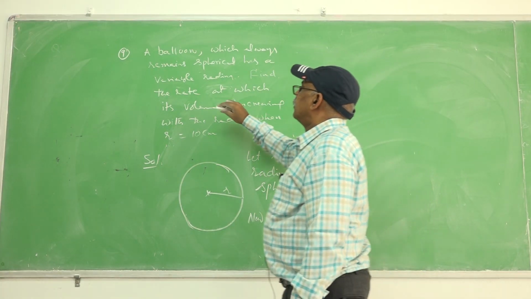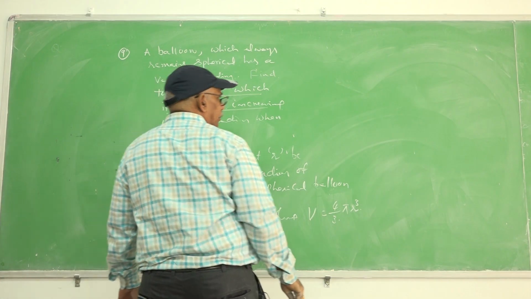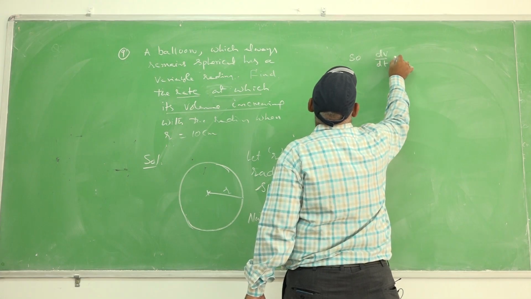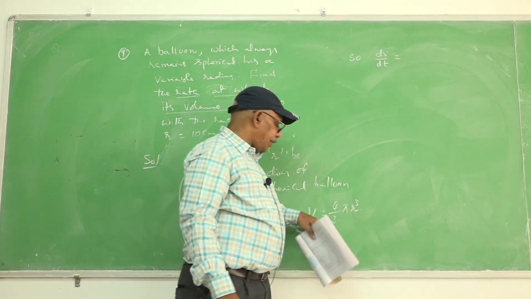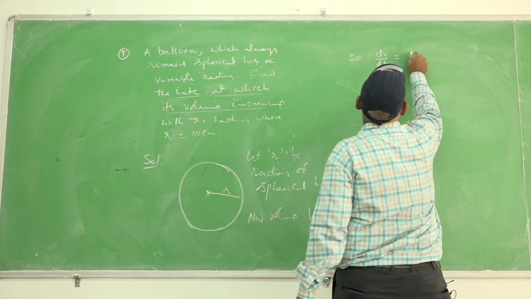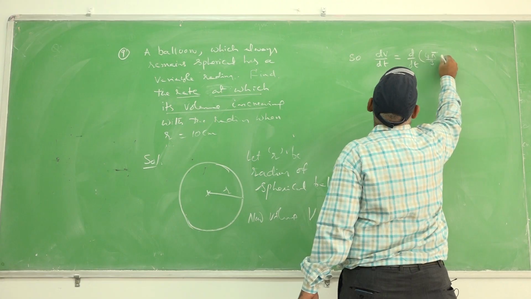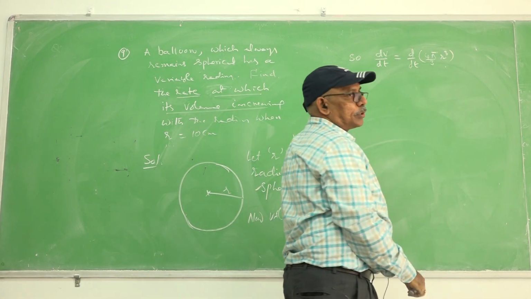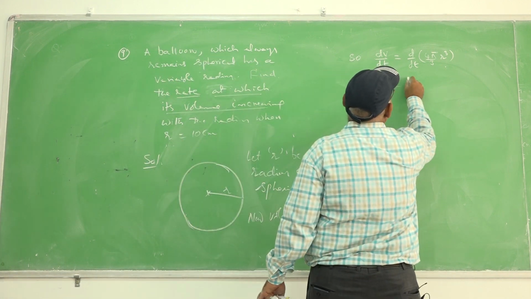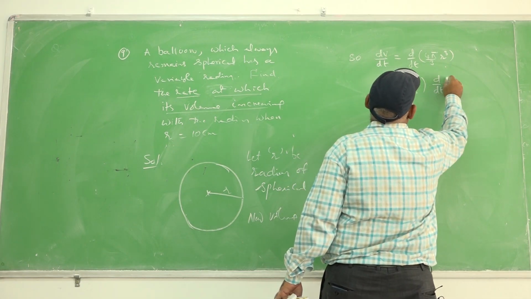Now, the rate at which volume increases is what we want. So, differentiate V with respect to t. dV by dt is d by dt of 4/3 pi r cube. 4 pi by 3 is constant. So, hence 4 pi by 3 into d by dt of r cube.